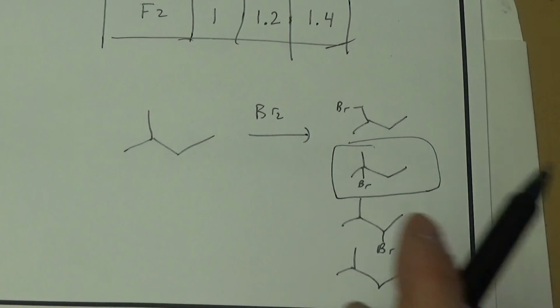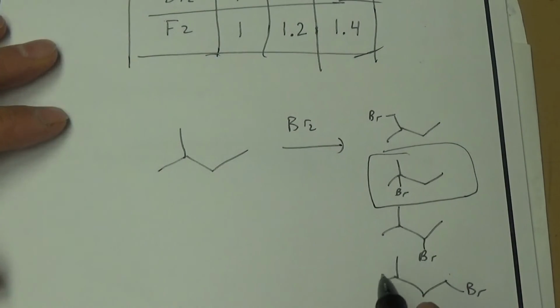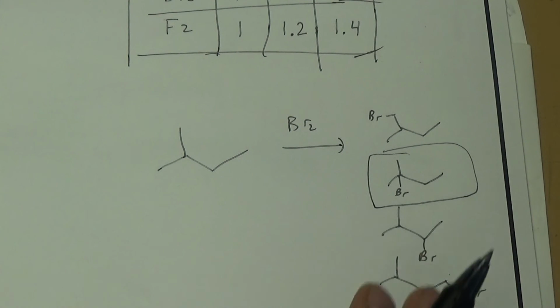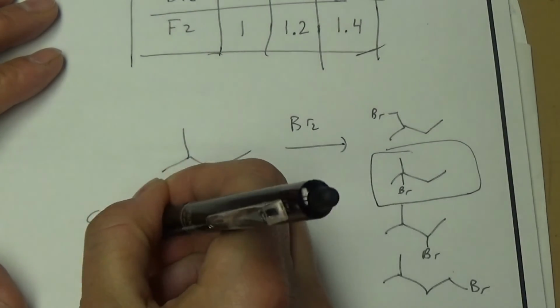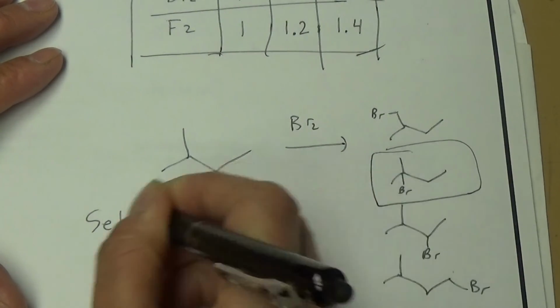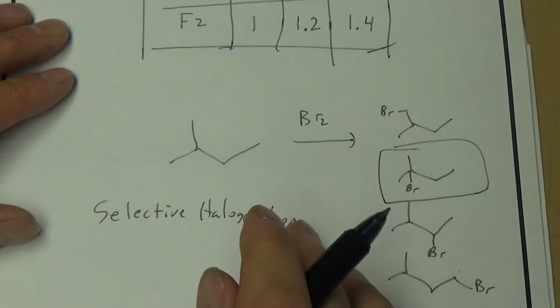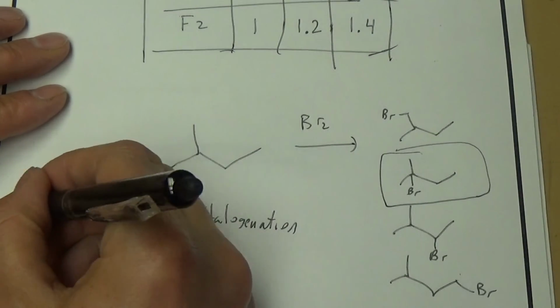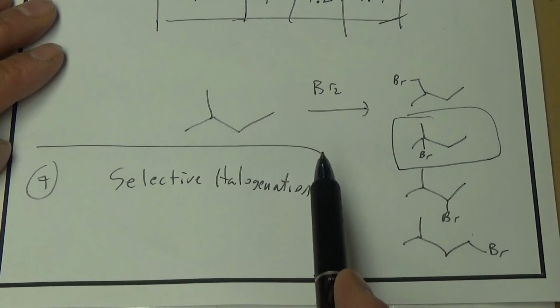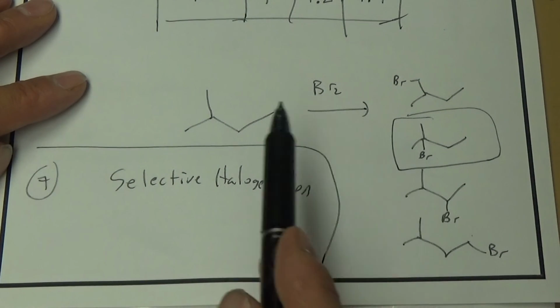Oh yeah, one more thing. Don't stop the video. I'm going to give a magic word for this concept of selective halogenation. It's actually topic 7, which we're on. We're on selective halogenation, bromination, fluorination, and determining these product mixtures.